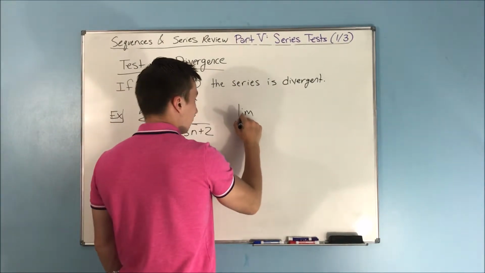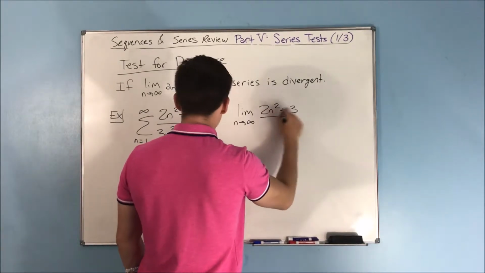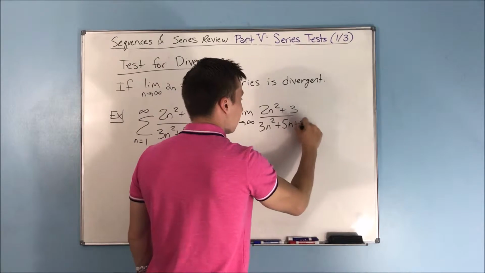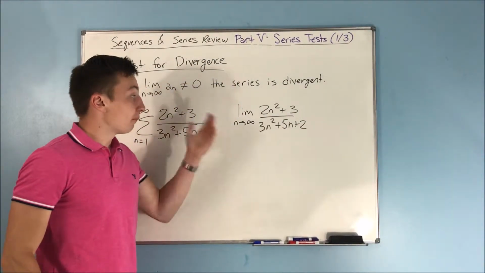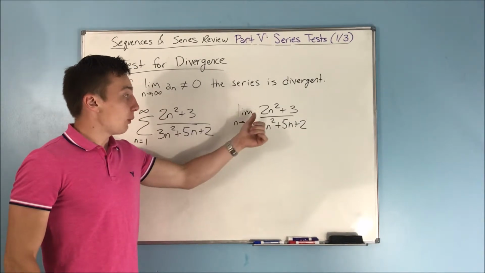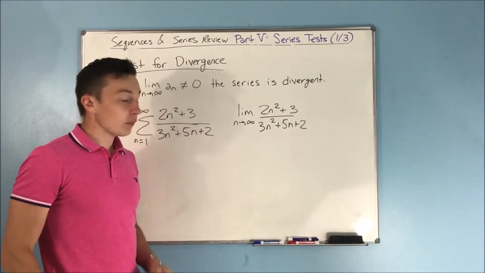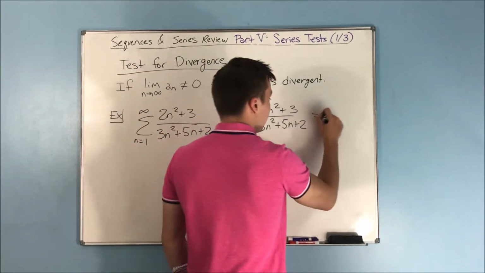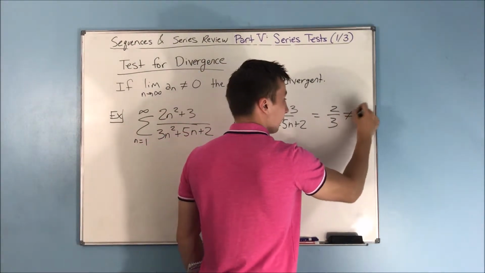Now, the limit as n approaches infinity of 2n squared plus 3 over 3n squared plus 5n plus 2, well, you can just look at the highest power of n on the top and bottom. That's going to be a 2 on the top because our highest power is n squared, and we have a 3 on the bottom. So this limit is just going to equal 2/3. 2/3 is not equal to 0.